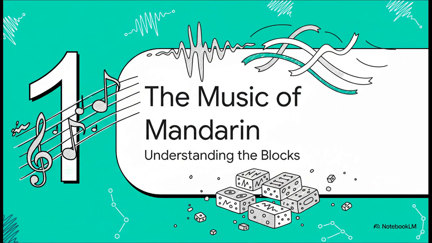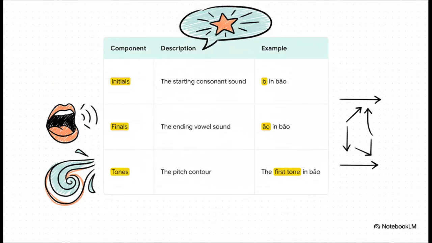To really get a handle on all this, it helps to think of Mandarin as a kind of music. And like any piece of music, it's made up of some core components. Every single syllable you'll ever say is built on a really simple three-part structure. Every syllable in pinyin is built from just these three parts. First, you've got the initial, which is just the starting consonant, like the b in bao. Then comes the final. That's the vowel sound that follows, like the ao. And finally, the real star of our show today, the tone. That's the pitch pattern that gets layered over the whole syllable. You get these three things right, and you've absolutely nailed the sound.